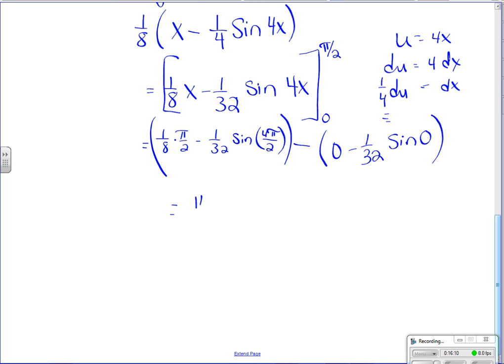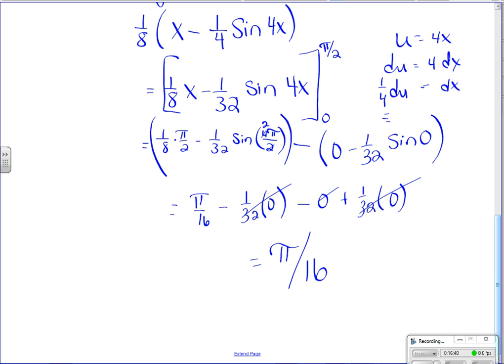Here I get pi over 16 minus 1/32. This is like a 2 pi, is it not? And sine of 2 pi is 0, so this becomes 0 minus 0 plus, because minus minus gives us plus, 1/32, sine of 0 is 0, so this is 0, that's a 0, that's a 0. It appears like we get a very nice, concise answer of pi over 16.